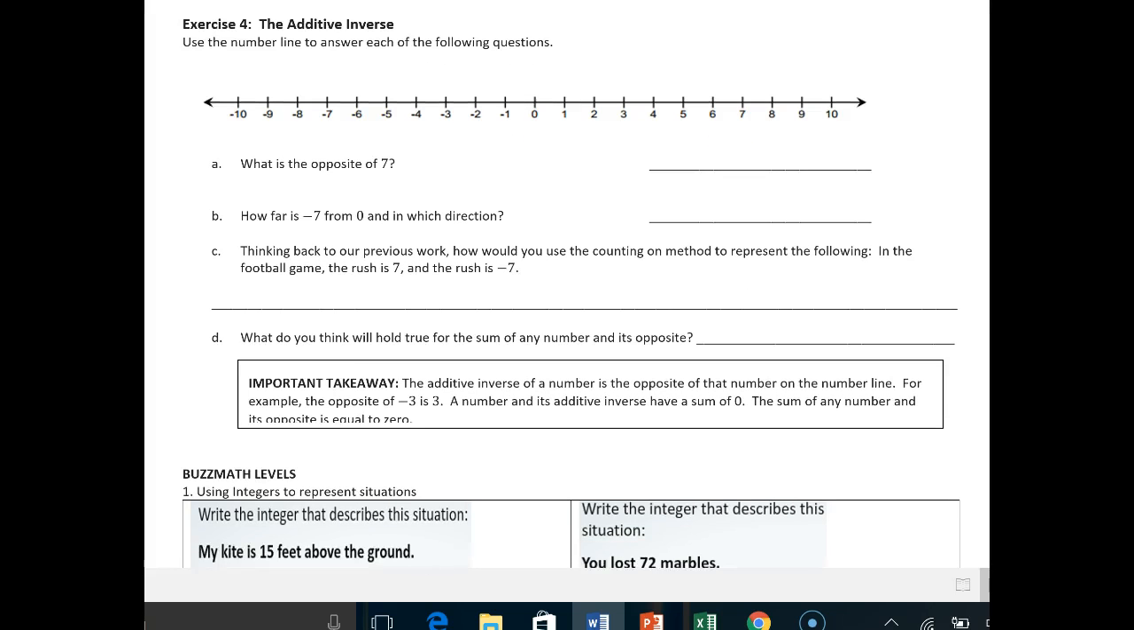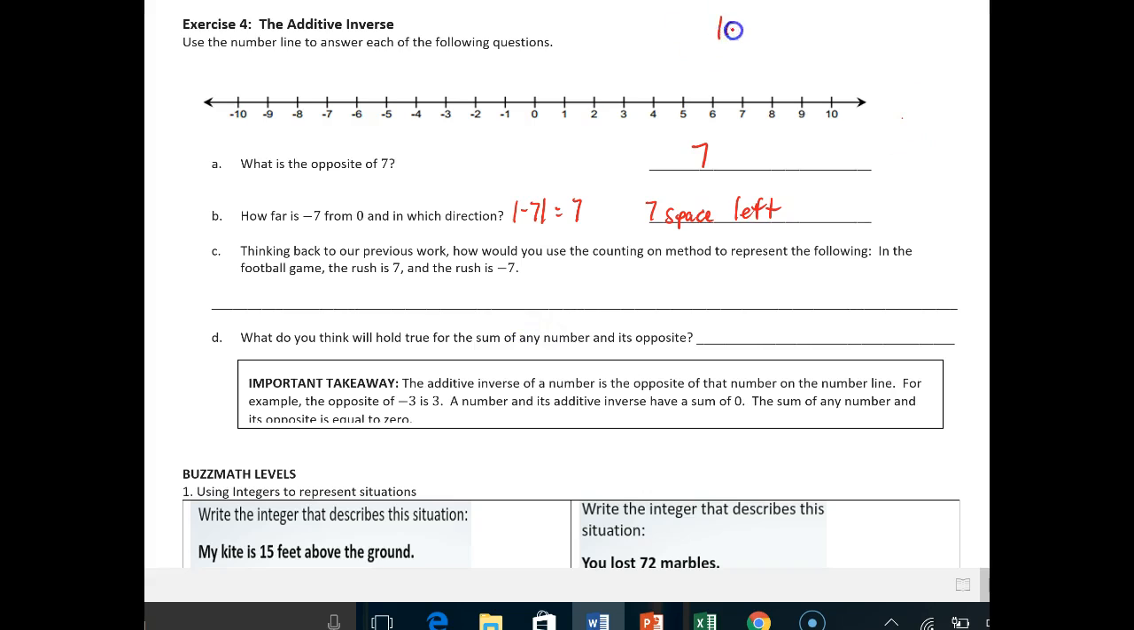The additive inverse is basically just the opposite. So what is the opposite of 7? It's negative 7. How far is negative 7 away from 0 and in which direction? It is 7 spaces left. So another way to say this is the absolute value of negative 7 is equal to positive 7. All absolute values are always positive.